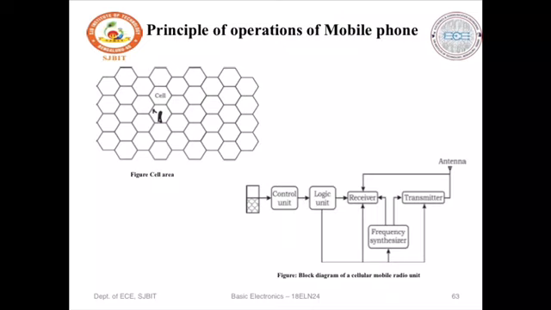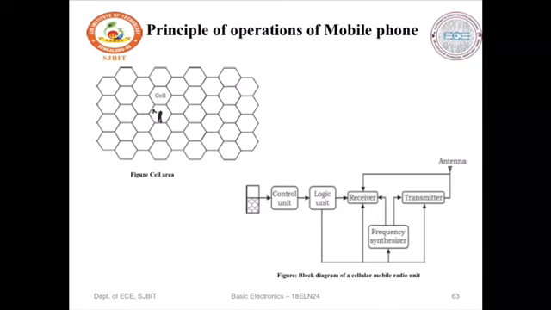The size of the cell varies depending on the landscape, and the shape of each cell is usually hexagonal because it gives no black spots, and a tower in the cell provides equal signal in that cell.